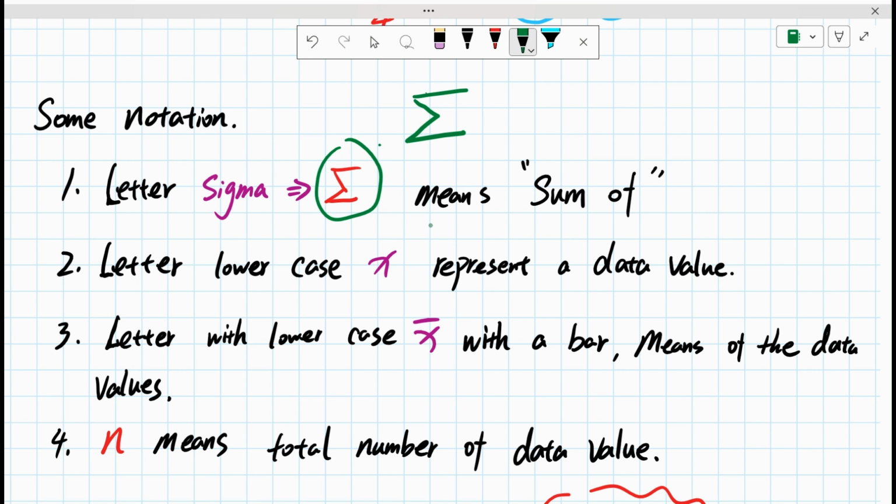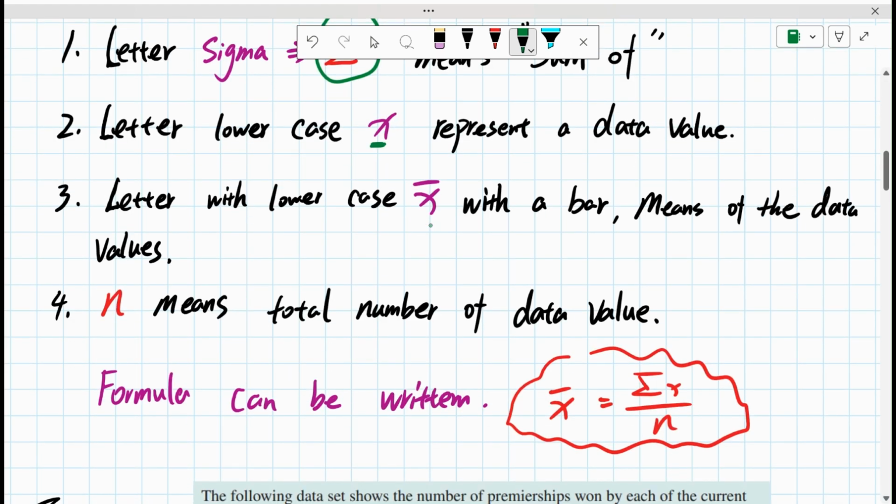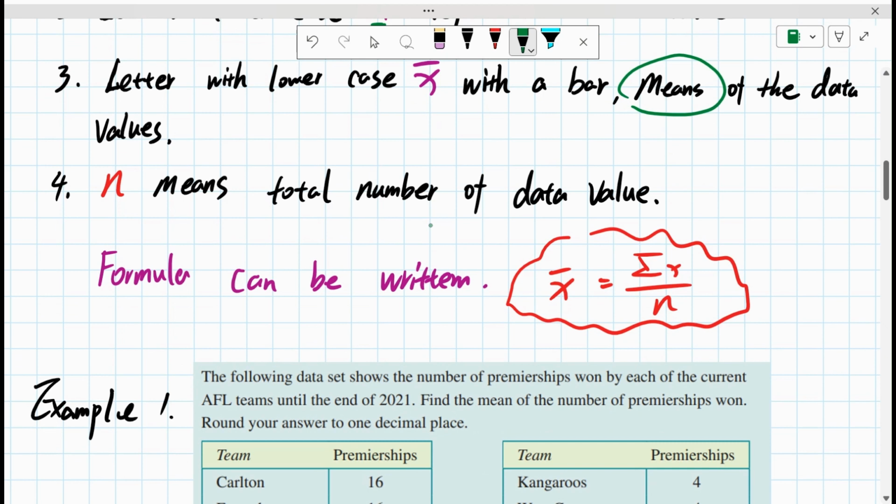Number two is the lowercase letter x, which represents the data values. If you see a lowercase x, it represents the data set. If there is a bar on top of the x, that means the mean of the data. And n means the total number of data values. So we can write the mean formula as the mean equals the sum of the x values divided by the total number of data values.